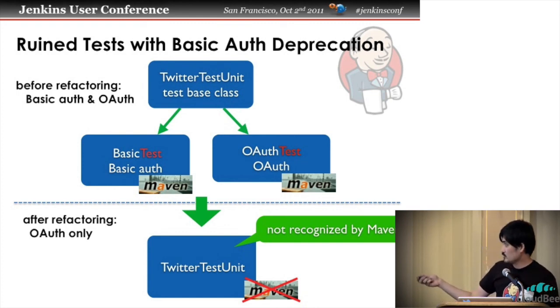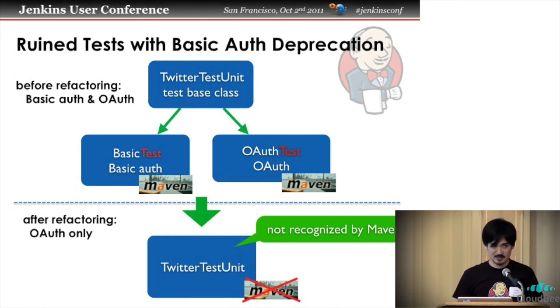And Maven has a mechanism to recognize test cases automatically by its class name. If the class name ends with test, Maven knows that it's a test case. In the above case, Twitter test unit doesn't end with test, so Maven just ignores it. And Maven used to run those two test classes. But after the refactoring, the Twitter test unit is wrongly named. So Maven wasn't aware that it's a test class. Be aware of that.